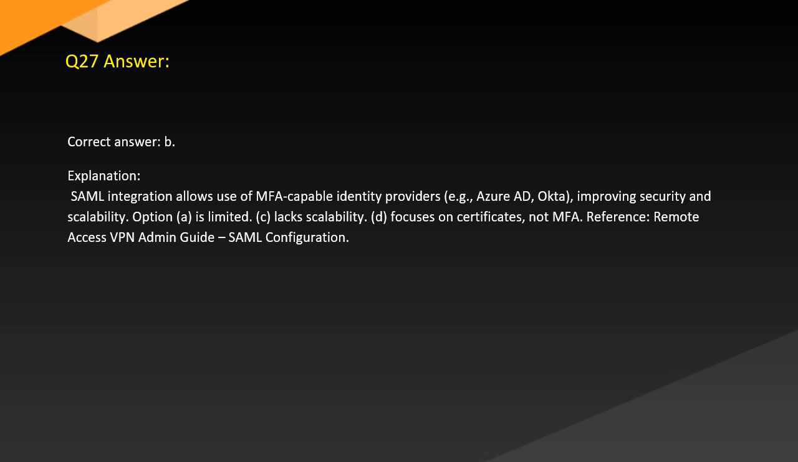Answer. Correct answer, B. Explanation. SAML integration allows use of MFA-capable identity providers, e.g. Azure AD, Okta, improving security and scalability. Option A is limited. C lacks scalability. D focuses on certificates, not MFA. Reference: Remote Access VPN Admin Guide, SAML configuration.